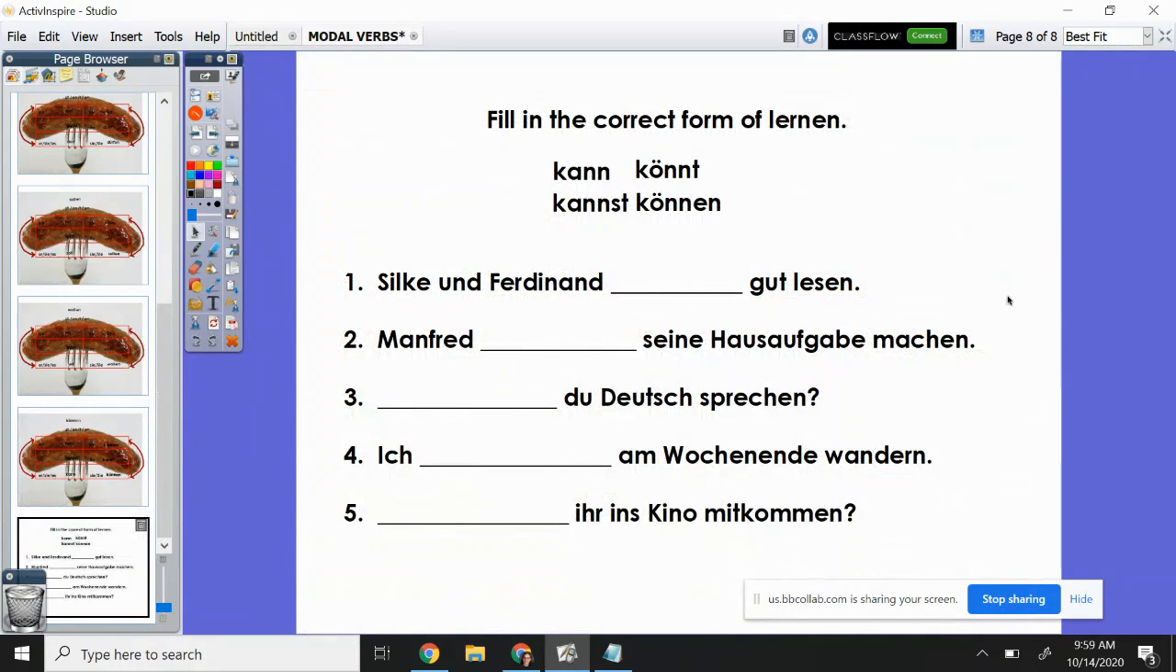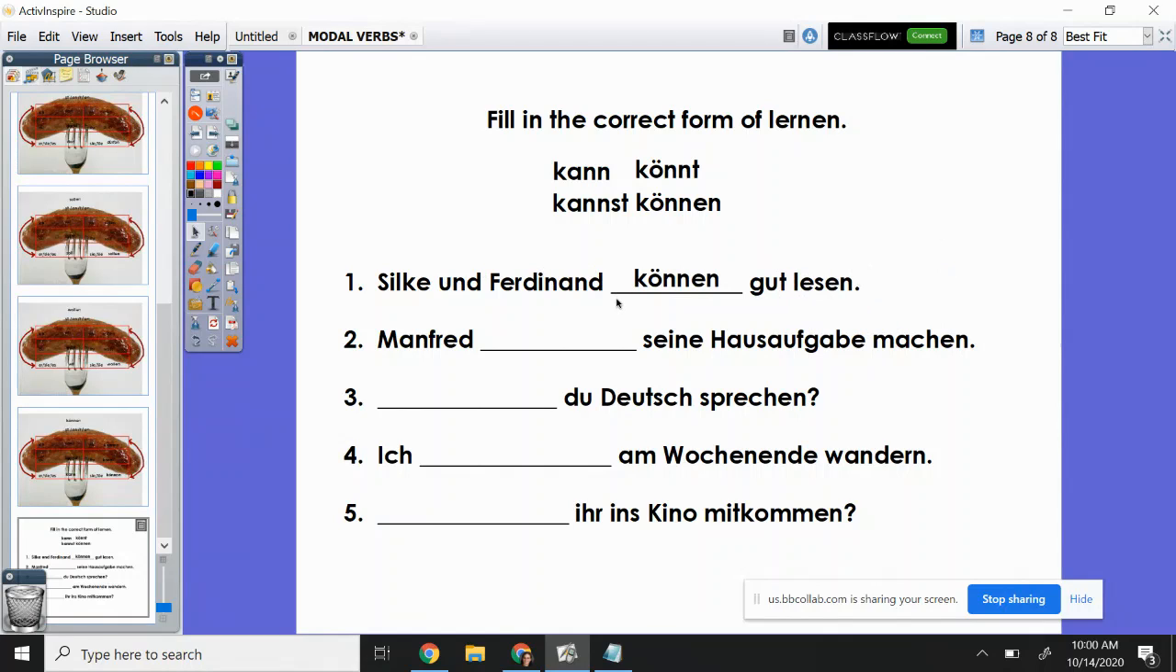It was mentioned in the definition that these modal verbs typically have another verb, not main verb, but another regular verb that they're paired with. So here we have Silke und Ferdinand, that's our subject, that's like saying they, right? Sie on the plural side. We want to say can read well. So if we say they, that's like saying sie können, and then gut lesen. Notice that our other verb is at the end of the sentence in the infinitive form.